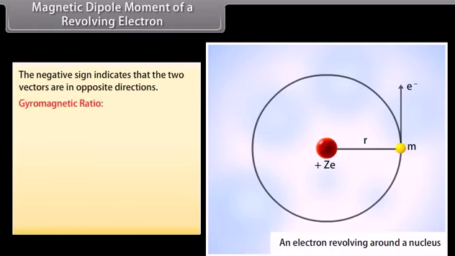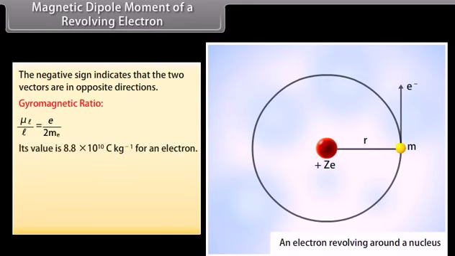Gyromagnetic ratio. mu_l upon L is equal to e upon 2 m_e. Its value is 8.8 into 10 raised to the power 10 coulomb per kilogram for an electron. Bohr magneton. mu_B is equal to e h upon 4 pi m_e. Its value is a constant and equals 9.27 into 10 raised to the power minus 24 ampere meter squared.